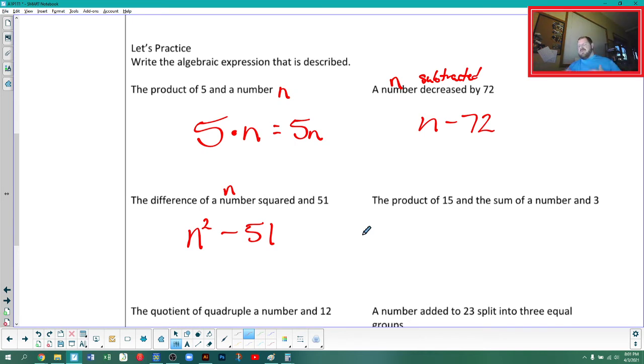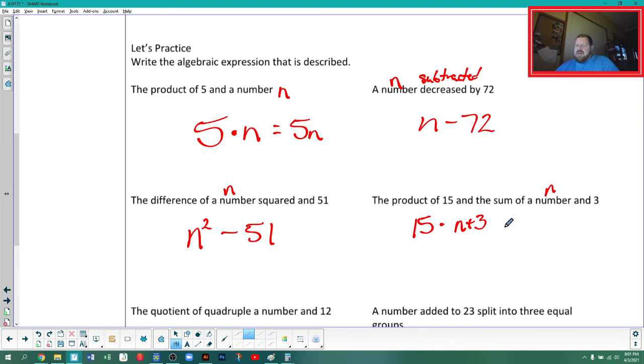Okay, now we've got some kind of involved problems, in that there's more than one thing happening. This one says the product of 15 and the sum of a number and 3. So again, I'm going to use n for my number. And I know that I want to take 15 times the sum of a number and 3. So that's the sum, means addition, n and 3.